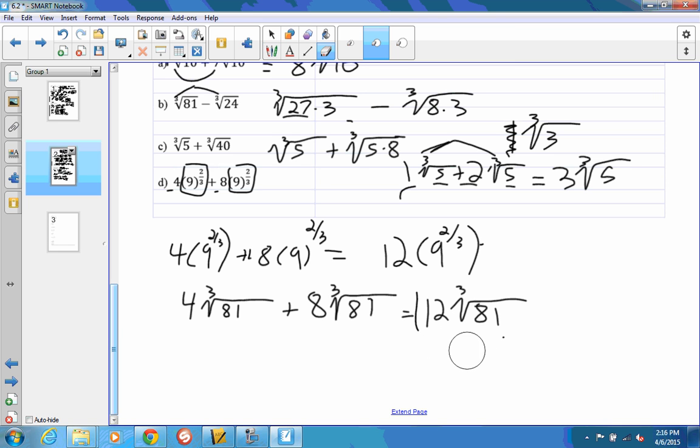I can simplify the cube root of 81. Is 81 a perfect cube? No, it's not. It's a perfect fourth, right? Yeah. The fourth root of 81 is 3.